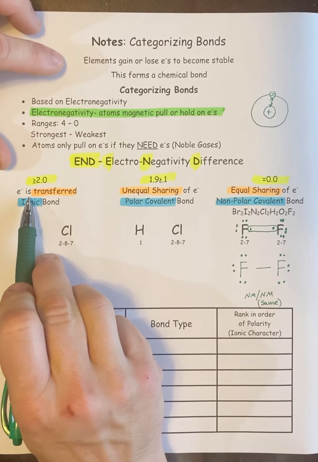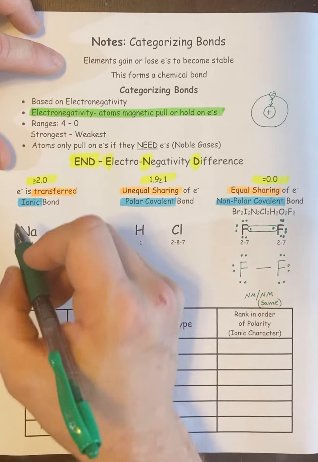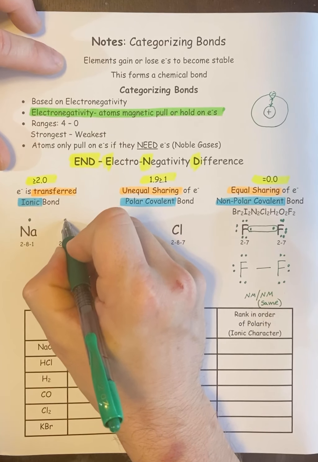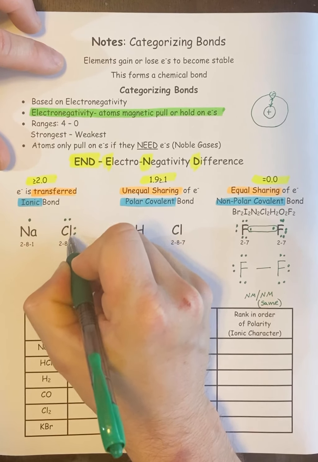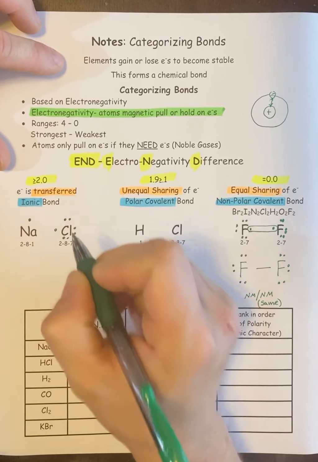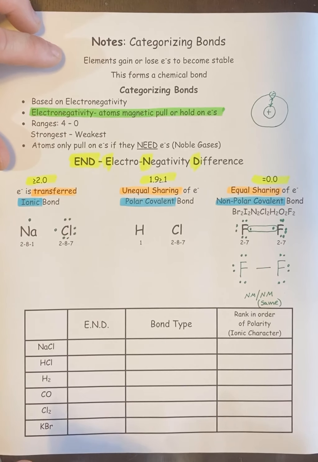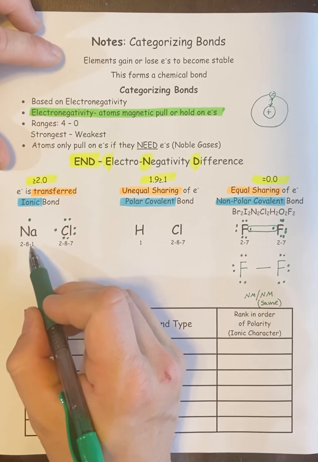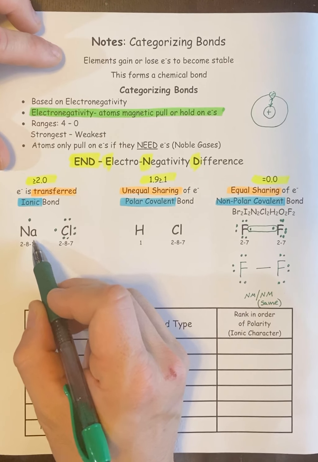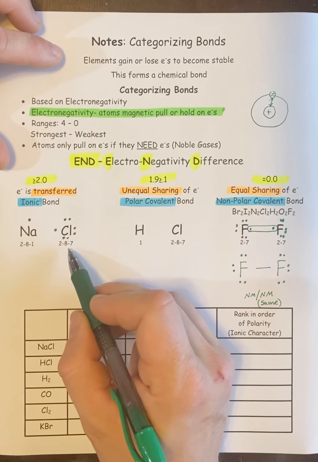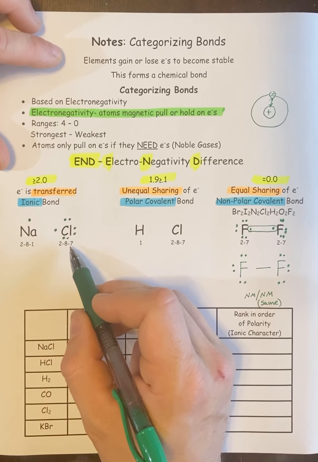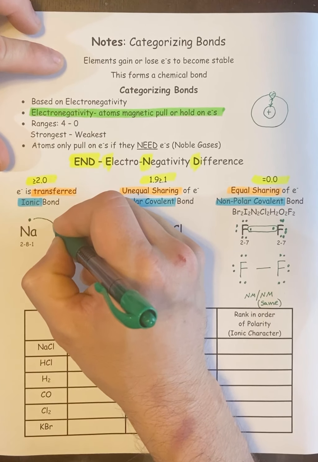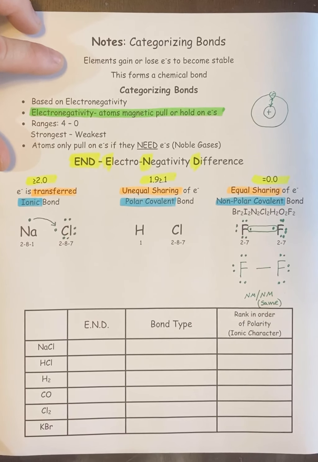The electrons get transferred. If we draw this out, sodium has 1 valence electron, chlorine has 7. What this means is that the electronegativity difference is so great between these two elements that sodium's hold on its valence electron is so weak, and chlorine's is so strong, that as a result, they don't share. Chlorine literally rips away the electron from sodium, and so sodium loses it completely. All right, and that's it.